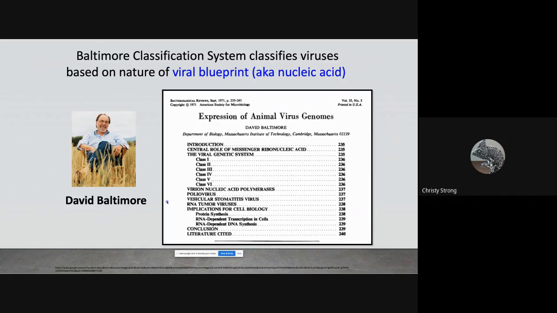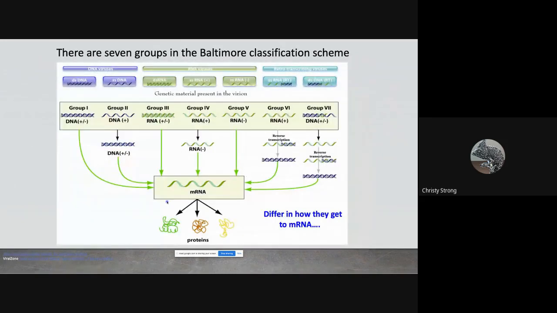And the way that he laid it out back in 1971 was, let's look at what are your viral directions or blueprint? What is it made of? Is it RNA? Is it DNA? Is it single-stranded? Is it double-stranded? What's going on with it? So here, when he first proposed it, he only had 6 categories because we hadn't identified a member of the 7th category at that point. But then along came hepatitis B. So we got our group 7 viruses. And so there are 7 groups.